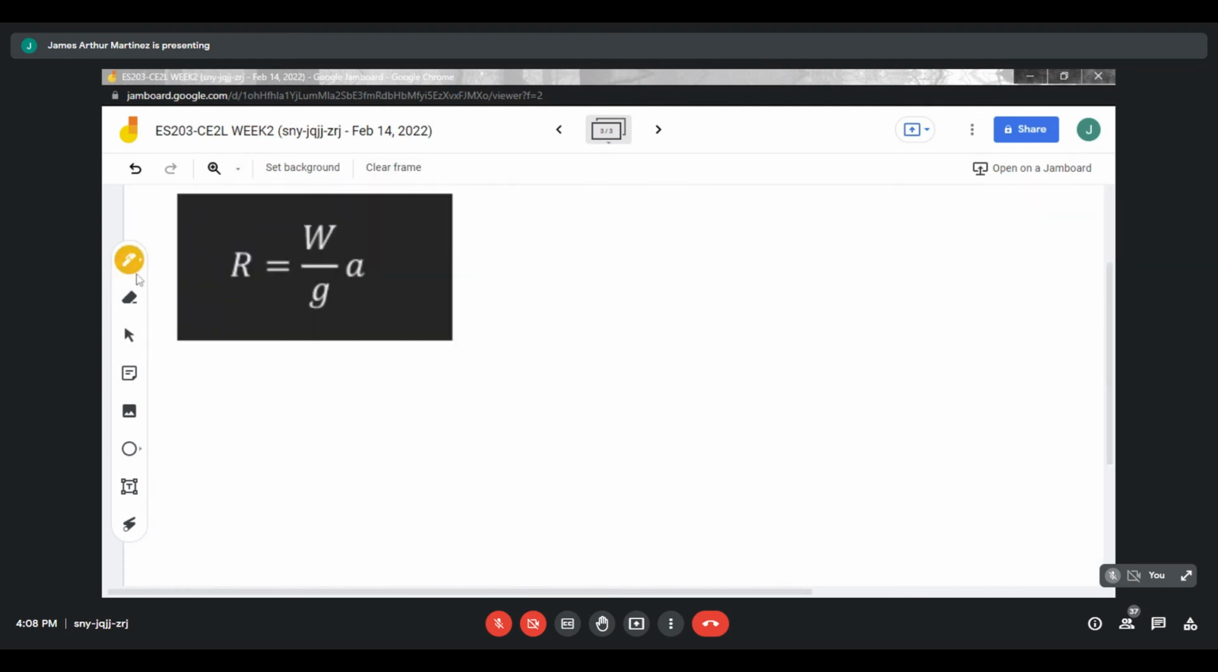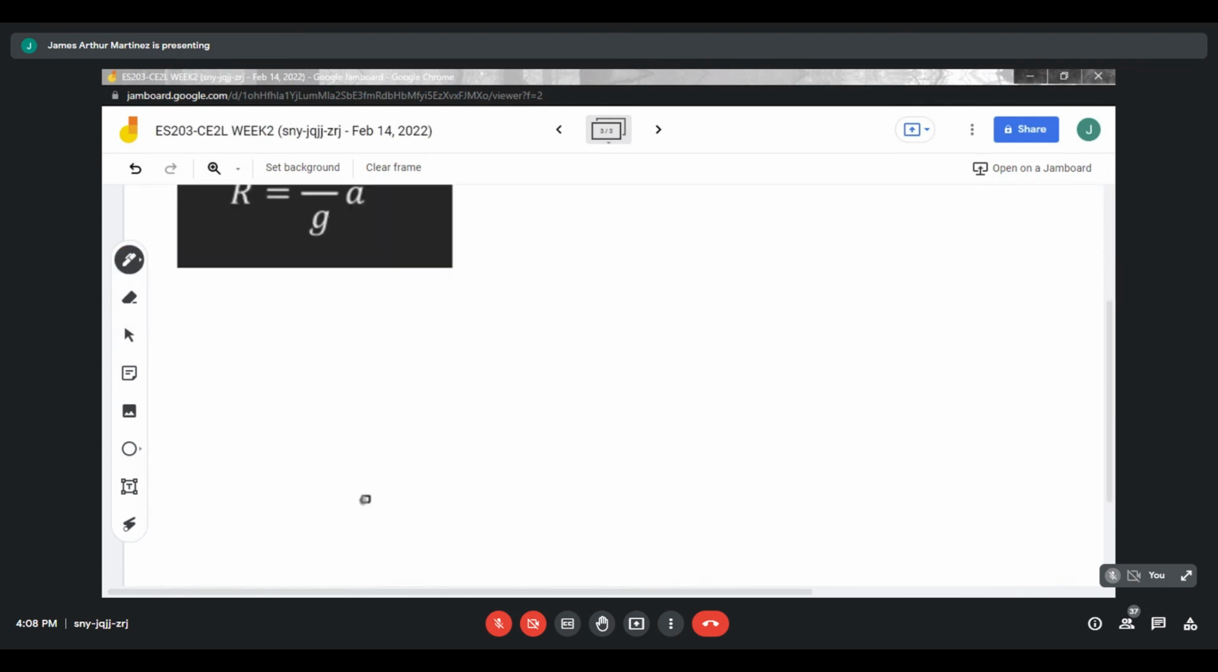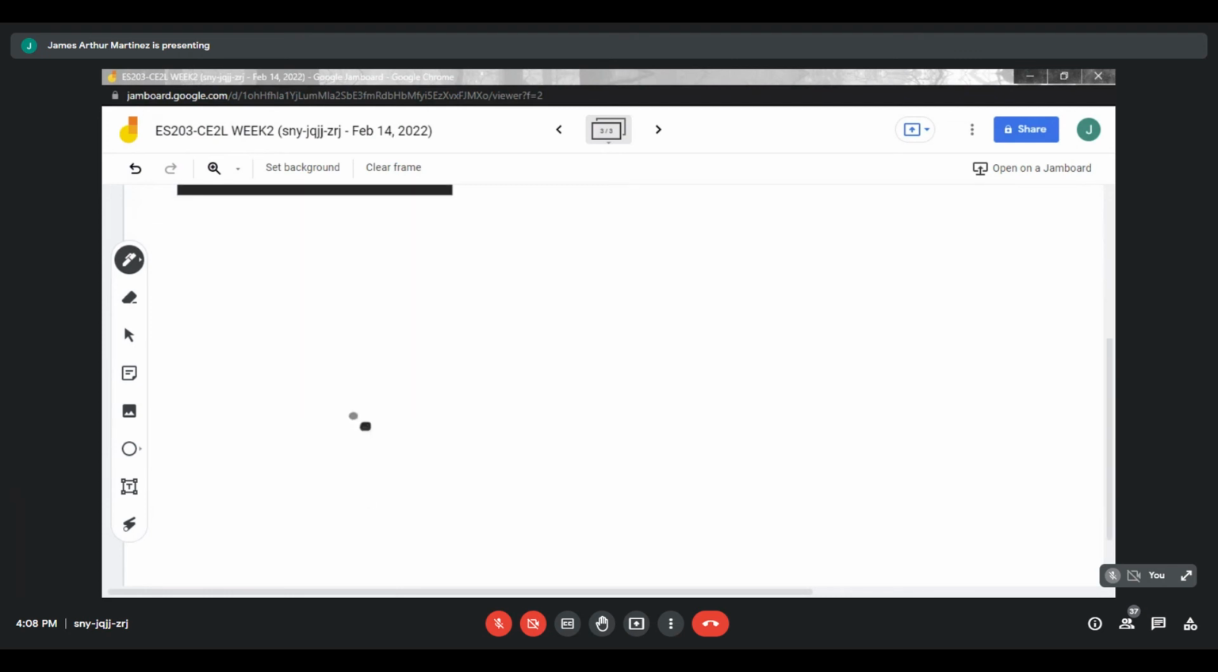Okay, so let's try to consider a particle acted upon by external forces. So you have, let's say, force 1 or P1, P2, and etc.